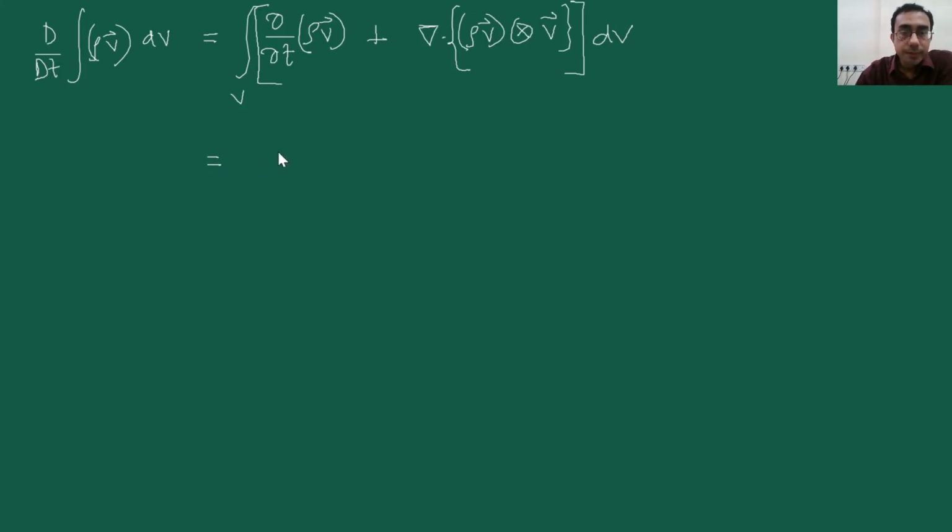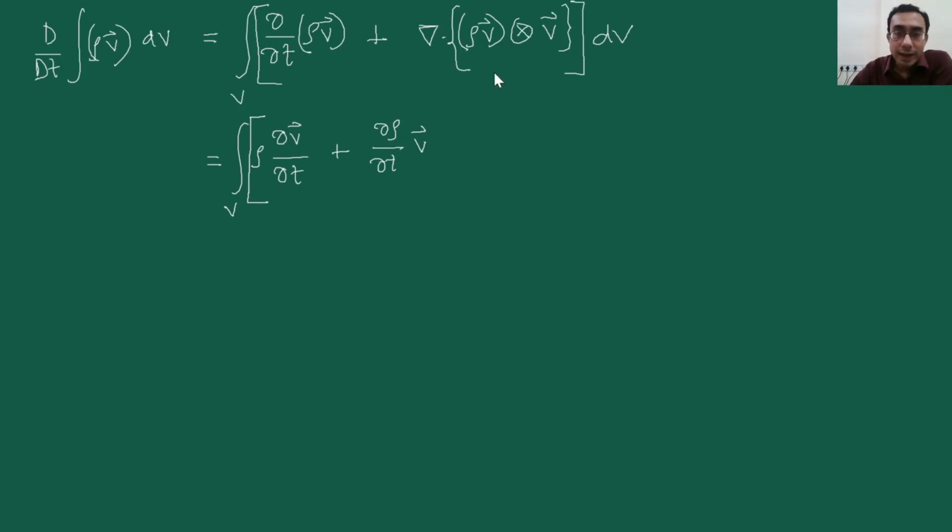What I will do is I can break this up using the simple chain rule of derivatives. So this will be rho del v del t plus del rho del t with a v. No problem there. But this one is far more complicated.